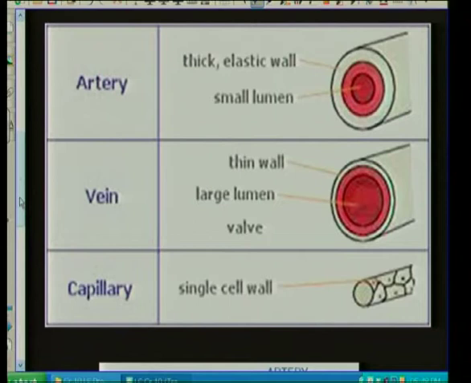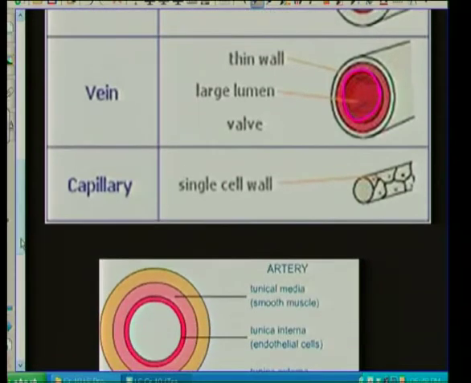An artery has an outer connective tissue with a thick layer of smooth muscle in this area. The vein has a very thin wall, and as a result, it has a large lumen. Notice in an artery, the lumen is smaller because the walls are thicker. A capillary, on the other hand, is made up only of a single endothelial layer. And we spoke about this when we spoke about squamous epithelial tissue.